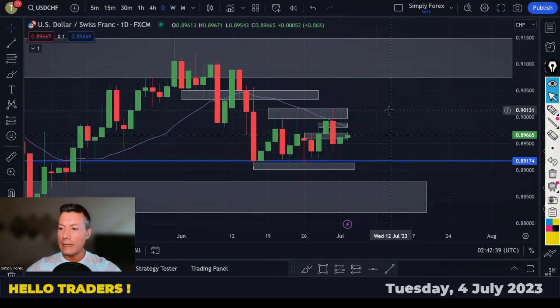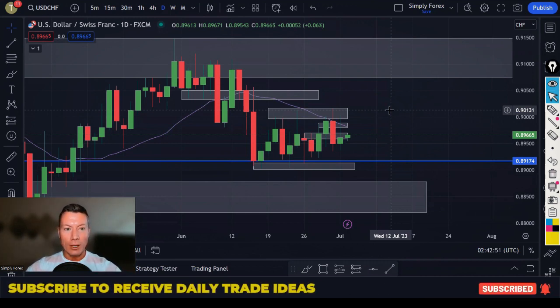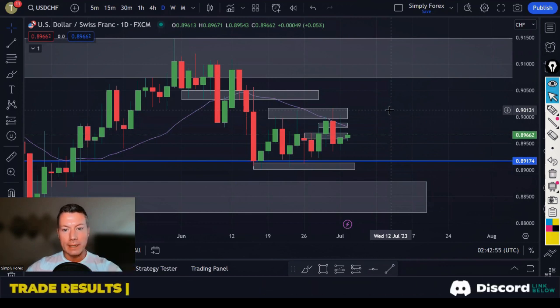Today is Tuesday the 4th of July, and as always guys, we're going to look back at yesterday's trades, we're going to look at today's potential trades, and we're going to look at the important news for today as well. So let's get started. So the first trade from yesterday guys was this.